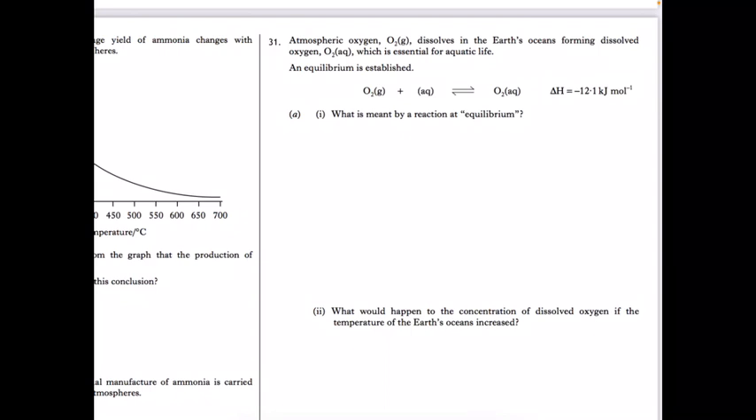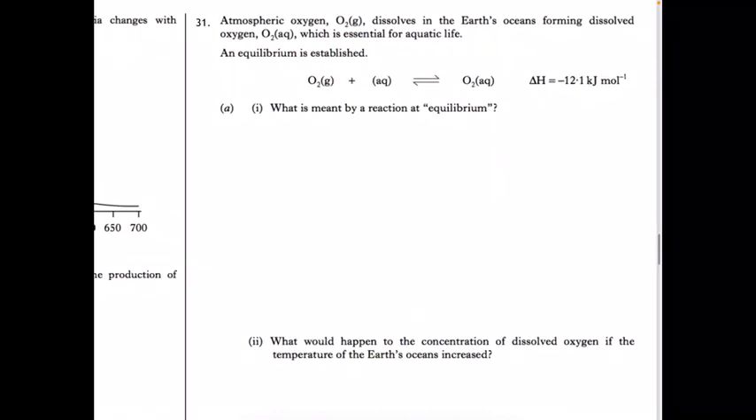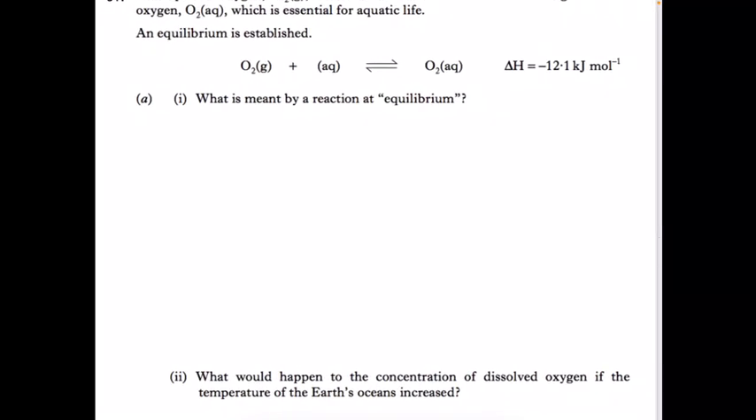We've got atmospheric oxygen, that's O2, dissolves in the Earth's oceans, forming dissolved oxygen, O2 aqueous, which is essential for aquatic life. An equilibrium is established, and that's basically between the oxygen as a gas and the water it's dissolving in, and the dissolved oxygen. So first of all, what is meant by a reaction at equilibrium?